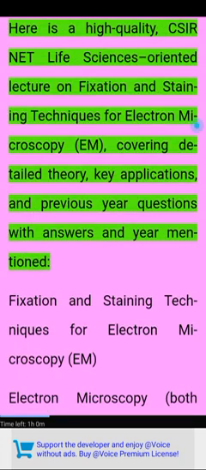ChatGPT said: Here's a high-quality, CSIR-NET Life Sciences-oriented lecture on fixation and staining techniques for electron microscopy (EM), covering detailed theory, key applications, and previous year questions with answers, with the year mentioned.